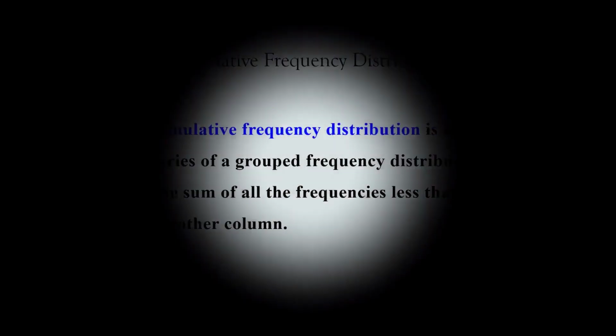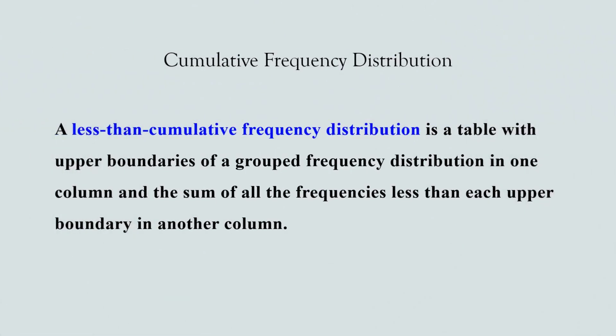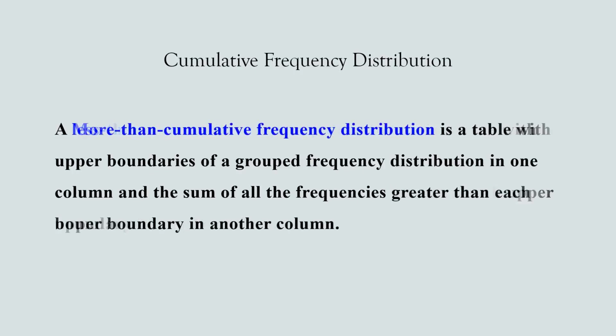We now turn our attention to cumulative frequency distribution. There are two types of cumulative frequency distributions. 1. A less than cumulative frequency distribution, and 2. A more than cumulative frequency distribution. A less than cumulative frequency distribution is a table with the upper boundaries of a grouped frequency distribution in one column and the sum of all the frequencies less than each upper boundary in another column.